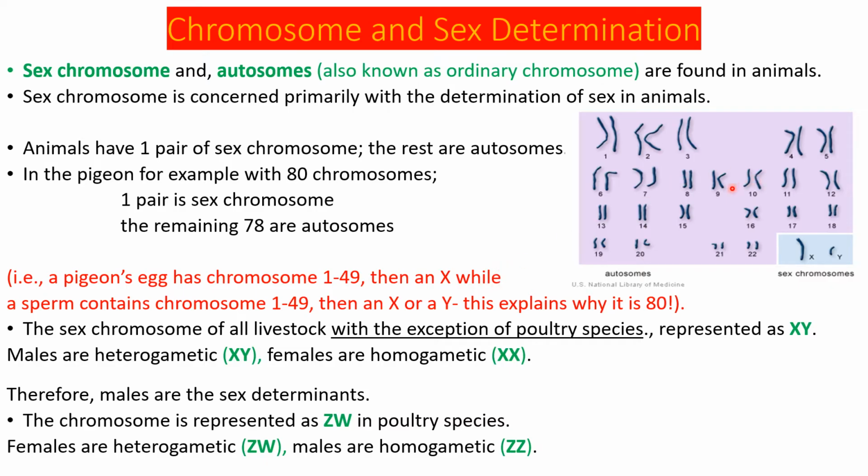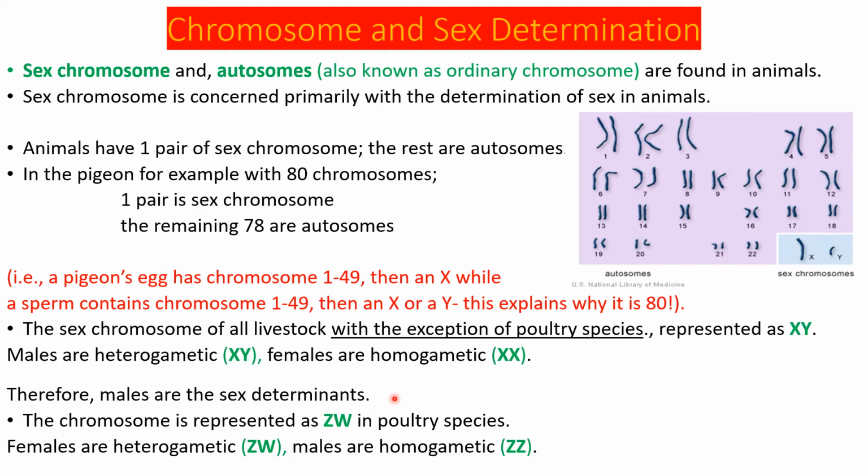Now this is the karyotype of the human chromosome set. We have chromosome 1 all the way to chromosome 23, and they are arranged according to their relative sizes. The sex chromosomes of all livestock, with the exception of poultry species, are usually presented as XY for males, making them heterogametic, and XX for females, making them homogametic. Because the males are heterogametic, they are the sex determinants.